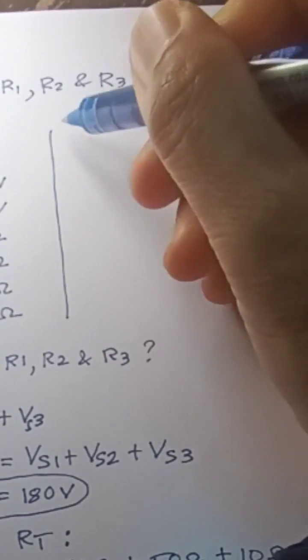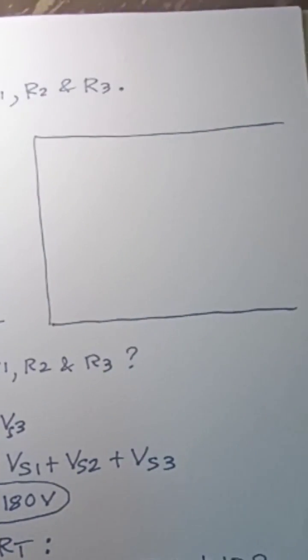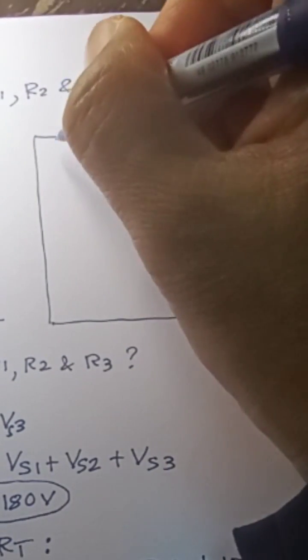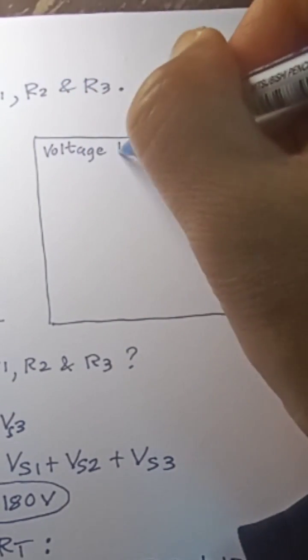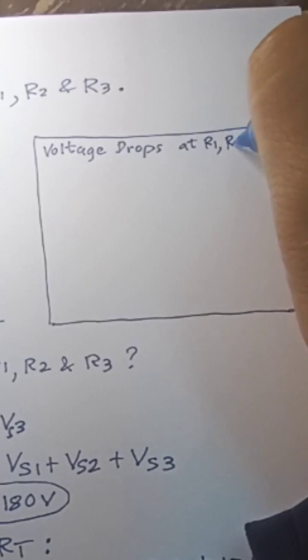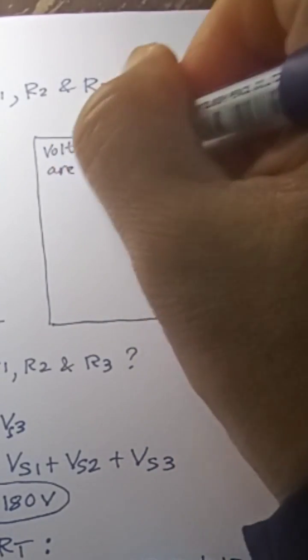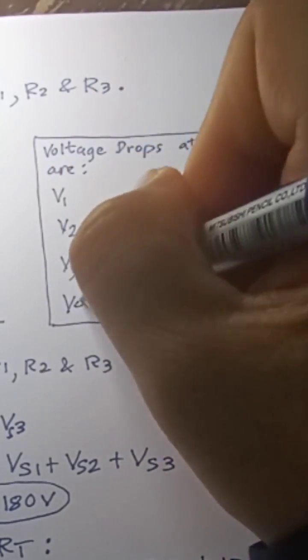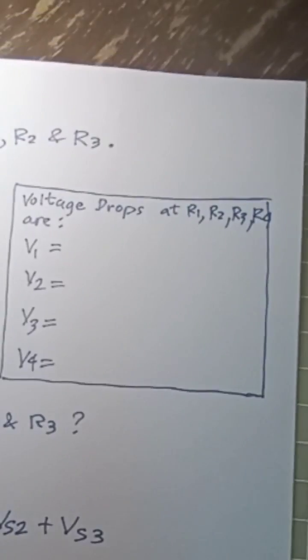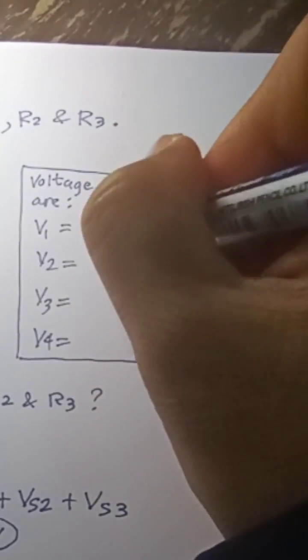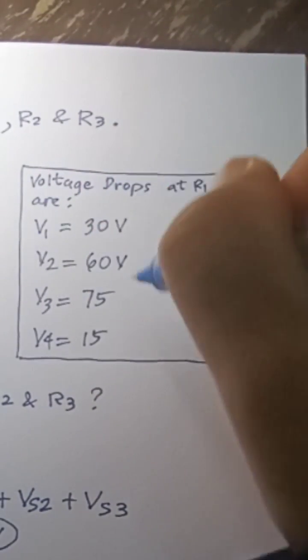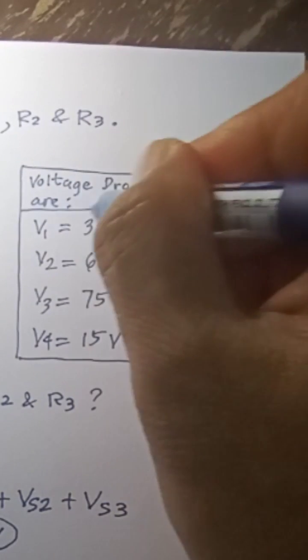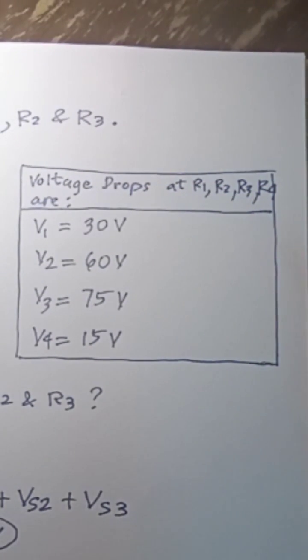That's it. So you need to practice calculating in order to remember these things. You may do the same problem again, but do not look at the solution. You can pause this video and try it. So to summarize, we have the following answers. V1 equals 30 volts, V2 60, V3 75 volts, and V4 15.